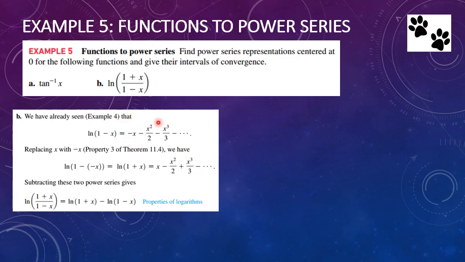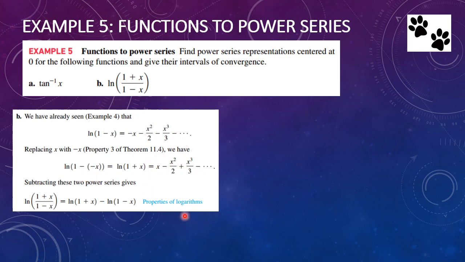If we replace each of these x's with negative x, we get negative x, and negative x squared is still positive, so this stays negative. Negative x cubed is negative, so it becomes positive, and so we have this alternating series. But we're not done there, right? Because that's only giving us the natural log of 1 minus x, which is the denominator, and the natural log of 1 plus x, which is the numerator.